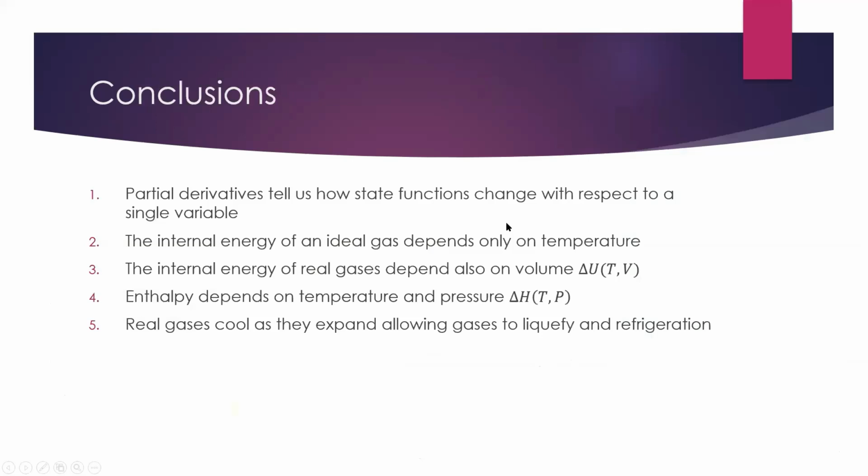So the conclusions for this section are that we can use this language of partial derivatives to inform us on how state functions change with respect to a single variable. And you can put these things together to figure out how they change with two variables at once by considering each independently. The internal energy and also the enthalpy of an ideal gas depends only on its temperature. But for real gases, that have real interactions, we consider internal energy as a function of temperature and volume.